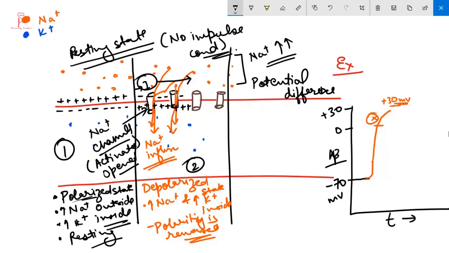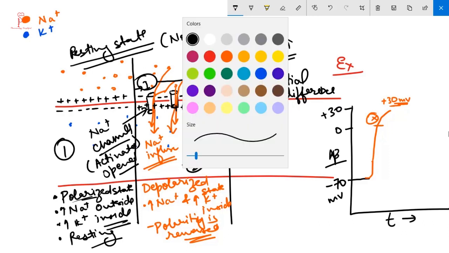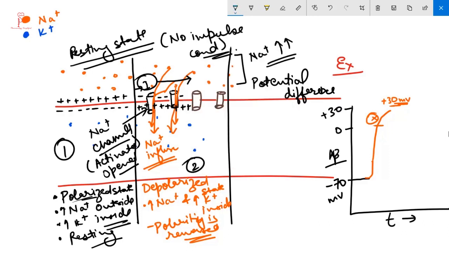Next, in the next step, when we see these potassium channels, they start to open up. These potassium channels start to open up and they lead to efflux of potassium.